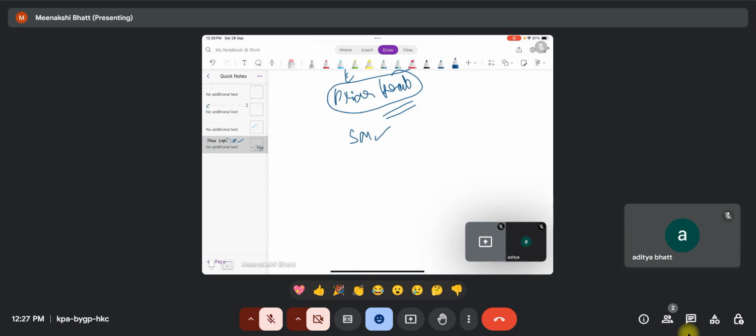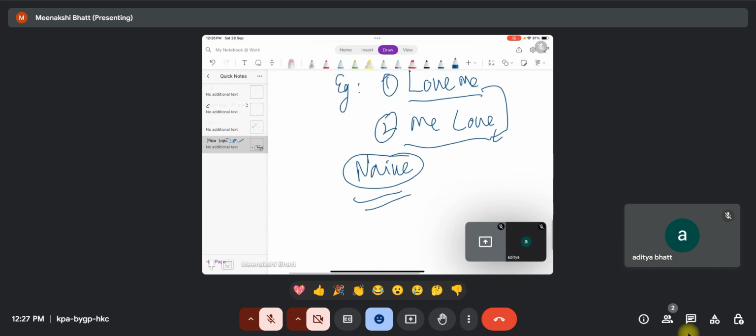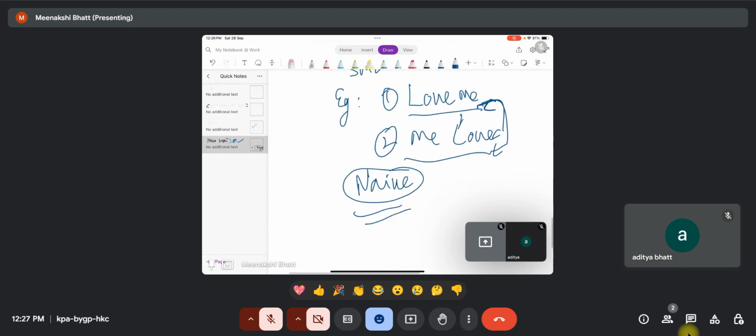A basic example which people give is "love me" and "me love". So let's say you receive two messages, one with the text "love me", and another "me love". Naive Bayes is actually naive, okay? That means it's not super smart. It would consider these two as equal. But tell me, are these two equal, "love me" and "me love"?